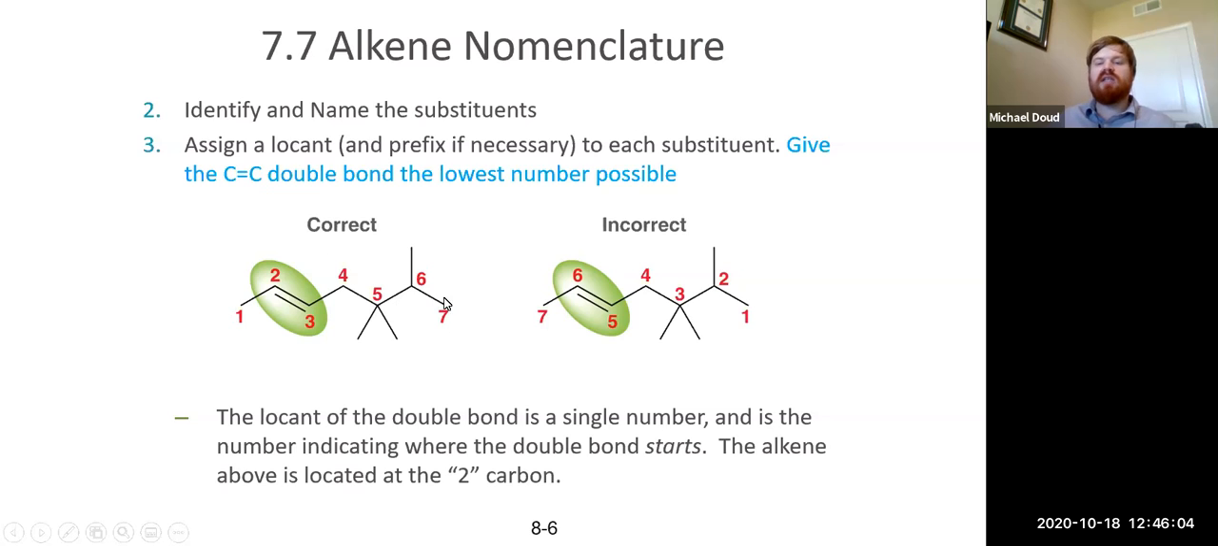So this would be just to give a little more practice here. This is 7 carbons long, so it would be heptane. We know that becomes heptene, and then the double bond starts from carbon 2, so it's hept-2-ene.